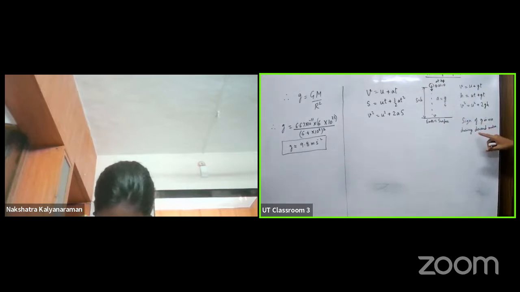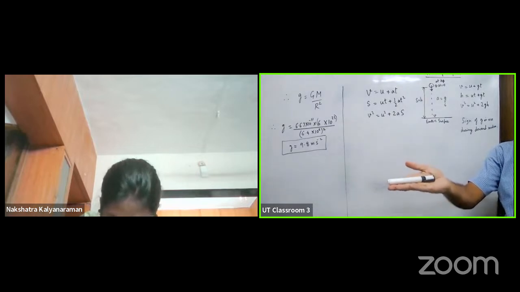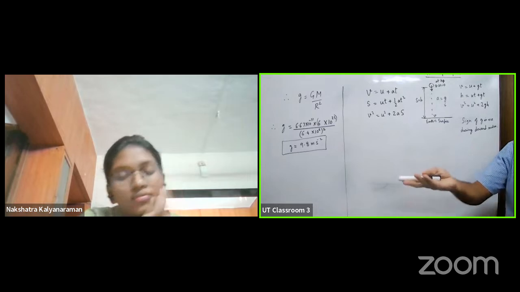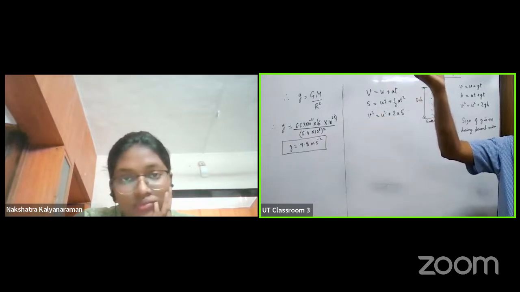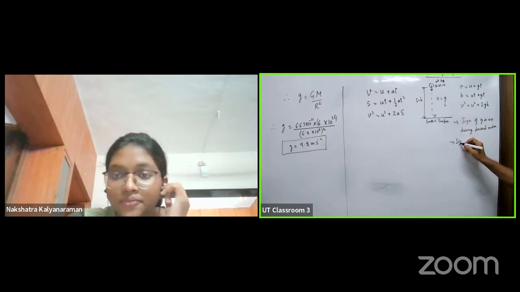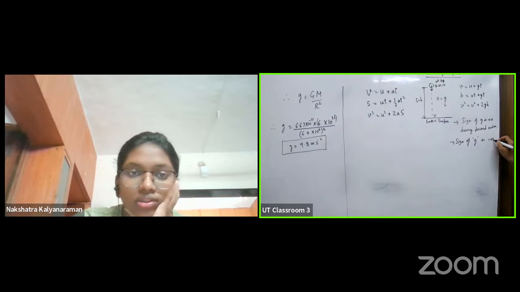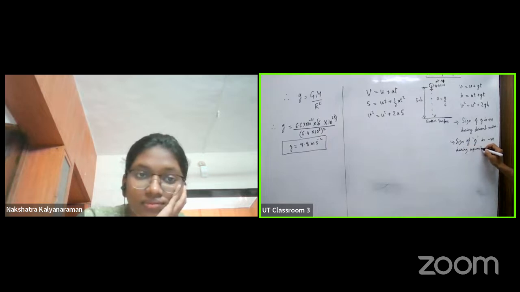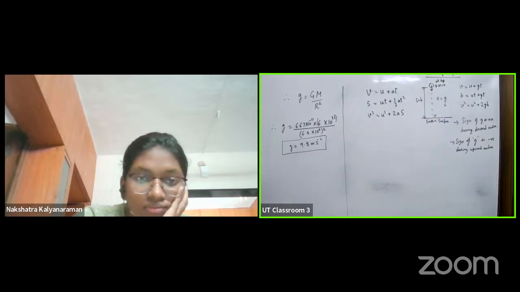So sign of g is positive during downward motion. Now look at this, if the object is now thrown upward, it reaches the maximum height and then it falls back. So now it is a retarding motion when it goes up because g is acting downward. So sign of g is positive during downward motion, sign of g is negative during upward motion of the object. Okay? So these are the sign conventions.